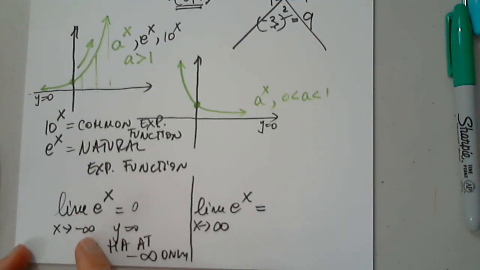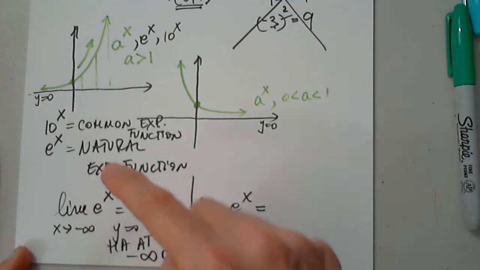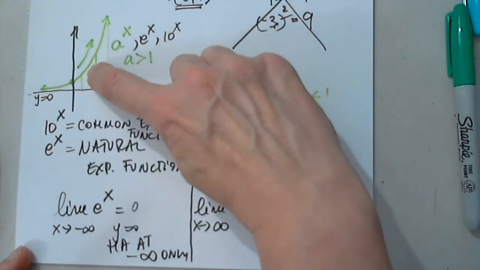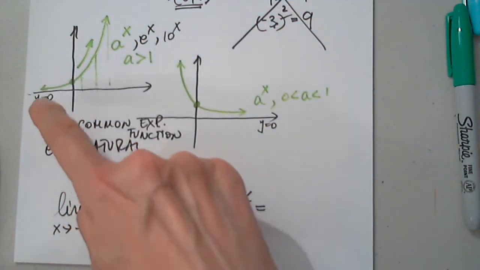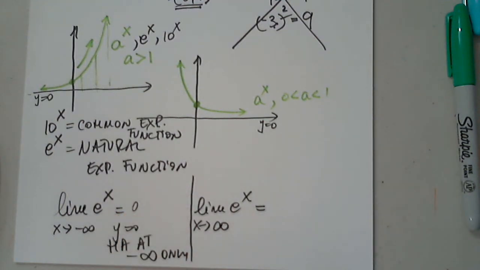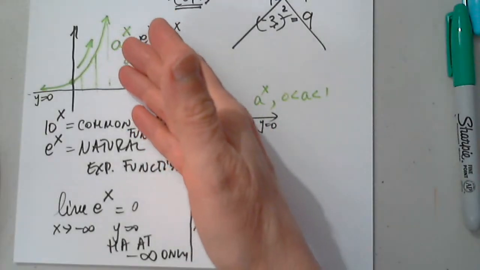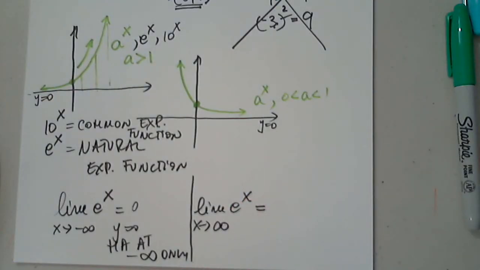As x approaches negative infinity, e to the x is indeed 0. We see that. Look at the graph. Follow the function. So indeed it is 0. So y equals 0 is a horizontal asymptote at negative infinity only. Perfect. Now look again at the graph and tell me what to write for the limit of e to the x as x approaches infinity.